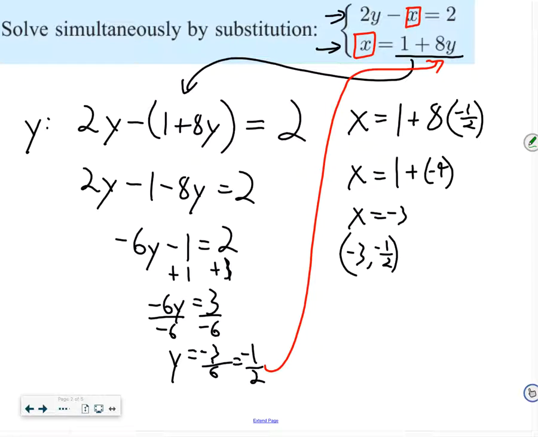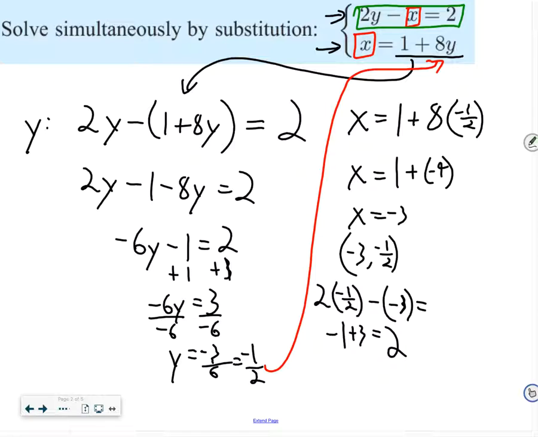To check it, I'm going to plug it into my other equation. Okay, so I'm going to do 2 times my y minus my x. Let's see what that's equal to. 2 times negative 1 half is going to be negative 1, minus a negative is going to be plus 3. Negative 1 plus 3 is 2. And I see that matches my solution up here, so check. That is my final answer, negative 3, negative 1 half.